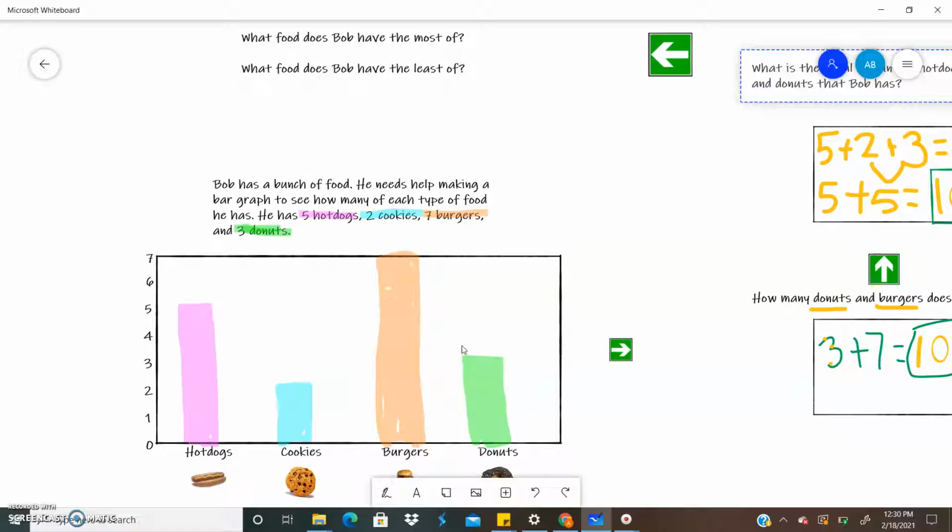Now, which one does Bob have the least of? What food does Bob have the least of? Remember, least and less. Less, least. Okay, so which one is the least? Right, you have to look really closely because cookies has 2. Donuts has 3. Donuts has 1 more. So cookies would be our answer for that.